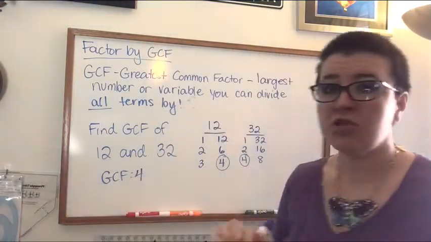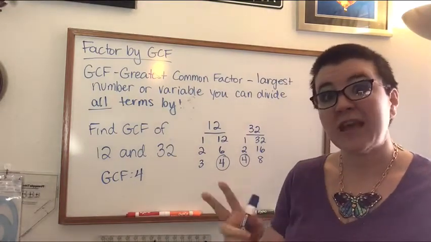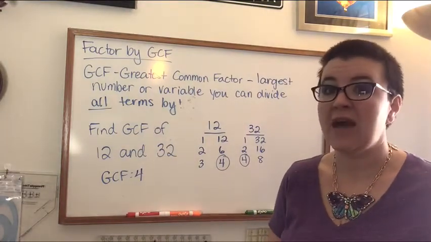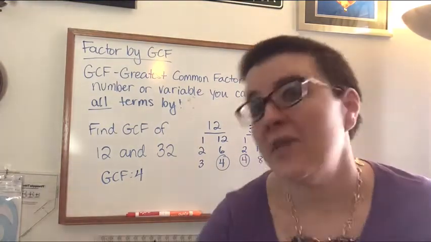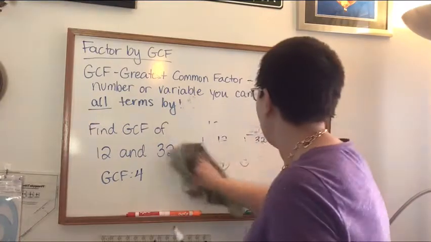Okay, so the first trick is finding the GCF. The second trick is going to be actually dividing the GCF out of a polynomial. So let's do another GCF with numbers, then we'll talk variables, and then we'll talk how do you actually divide it out.